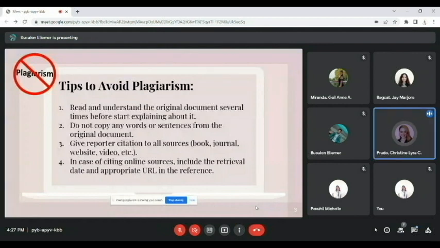First is to read and understand the original document several times before starting and explaining about it. Second, another form of plagiarism occurs when an author copies entire phrases, sentences, or paragraphs from a source without citation. So do not copy any words or sentences from the original document. Third, give proper citation to all sources. Fourth, in case of citing online sources, include the retrieval date and the appropriate URL in the reference. The retrieval date refers to the date you located an online source and should be included in the citation.